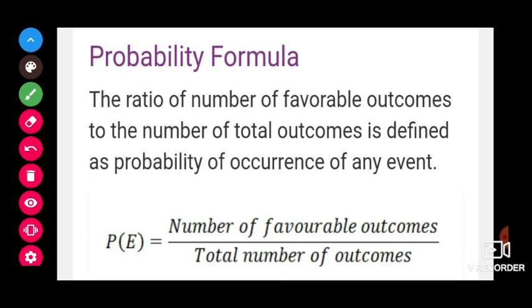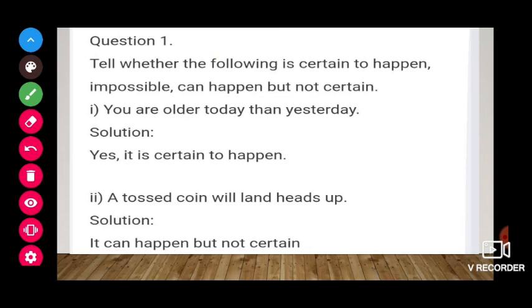If we throw a die, what are all the outcomes we will get? Either 1, 2, 3, 4, 5, 6. That is 6 outcomes. In that we want only 1. How many favorable sides are there with the 1? Only one side. So our favorable outcome is 1 and the total is 6. So the probability is 1 by 6. Just an example, children.